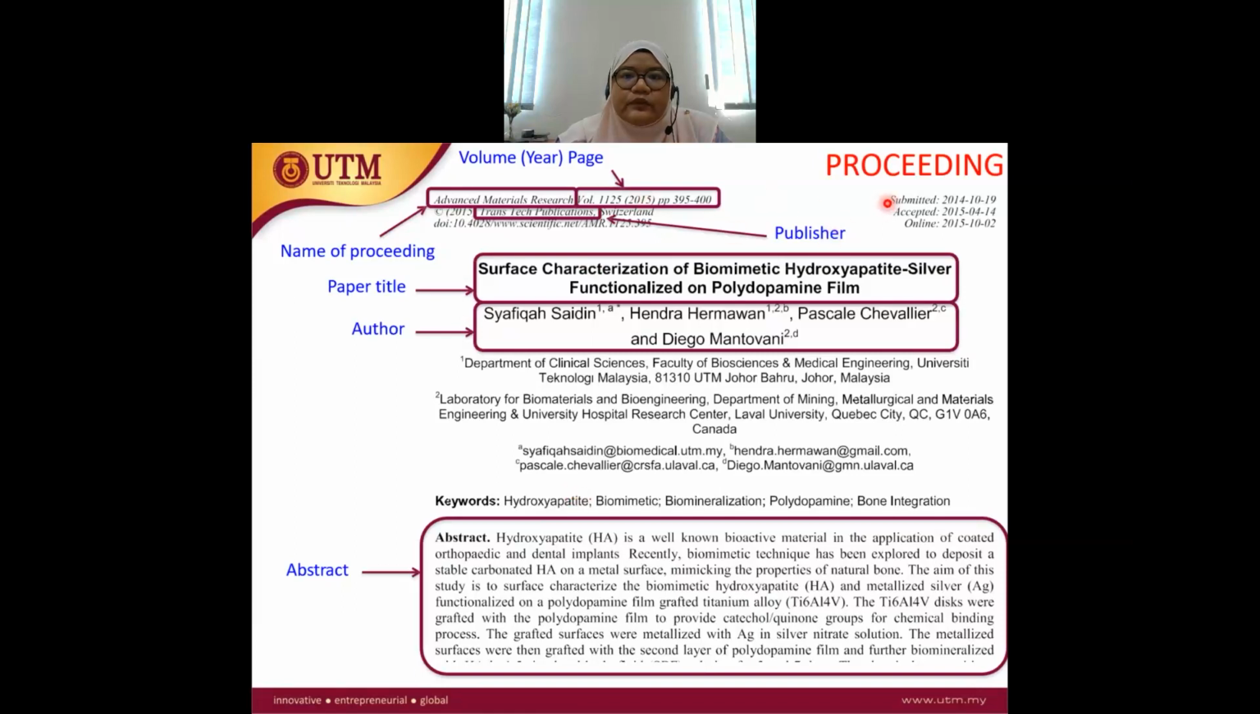Okay, this one is an example of a proceeding. The name of the proceeding is here, and the volume and the year published. Okay, the publisher. There are so many publishers in proceedings or conferences. Whether it is Scopus indexed or not, you have to check. Paper title, the names of authors and also the abstract. A proceeding is the same as a journal article, but the difference is the publisher.